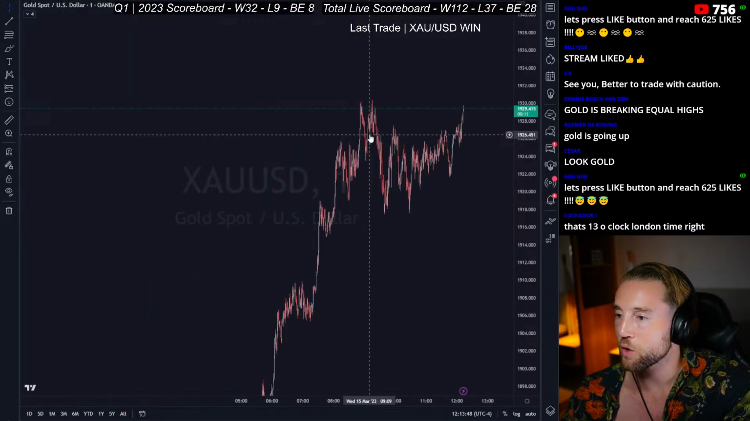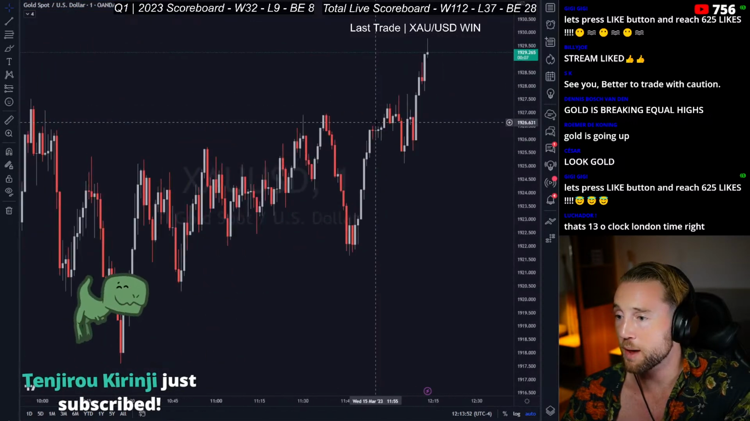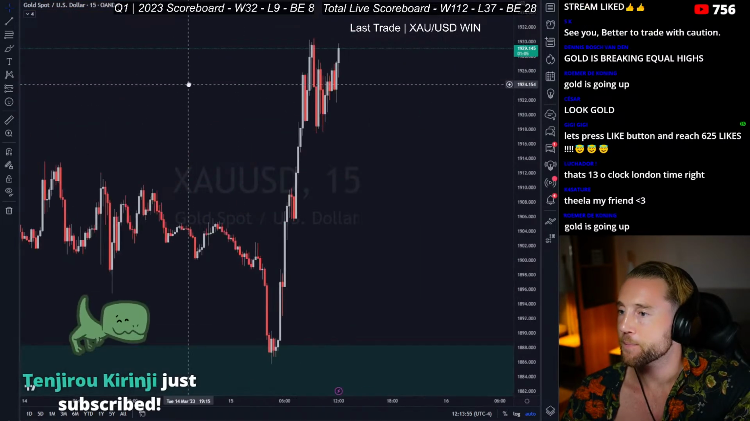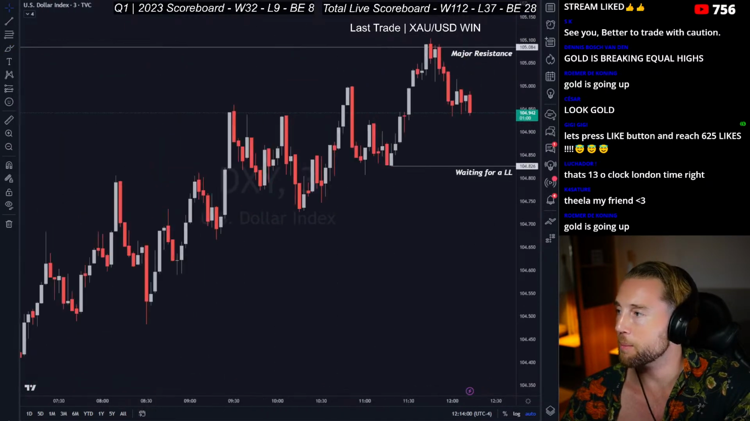Looking forward to that. Gold is trying to push. Gold is actually making a push right now. That's interesting. Euro is kind of stagnating. That means the dollar is coming down right here.